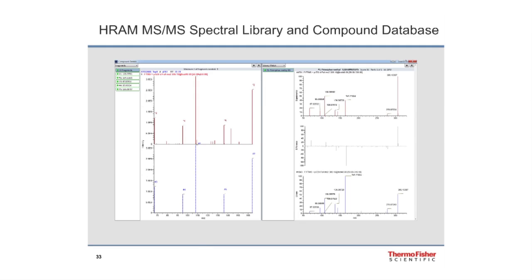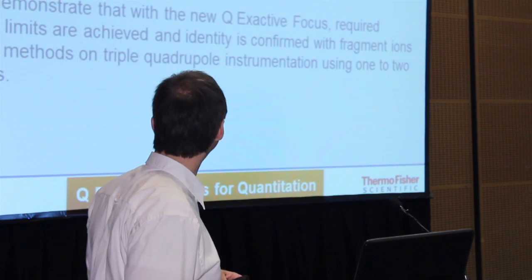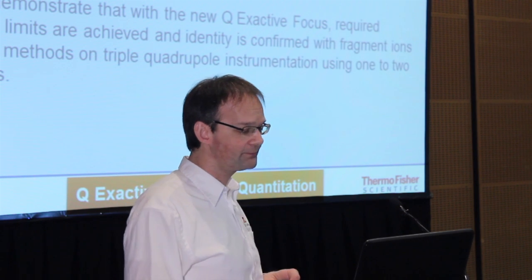Another example for the library screen, that's what it looks like. So you have, with one click, easy access to that if you want really to prove that the match is what you expect it to be, and that this is not sort of a one-hit wonder on some random spikes. Okay, so with full-scan data-dependent MS2, you can meet all the detection limits of EU regulations. You can confirm very nicely using the new Spectra library, and the Q Focus can do all that easily.